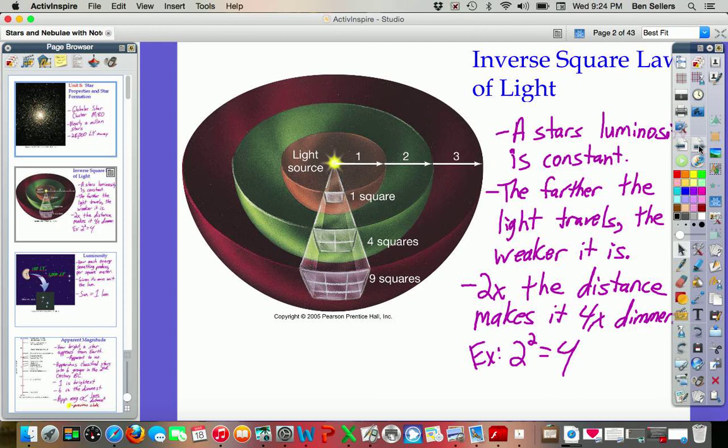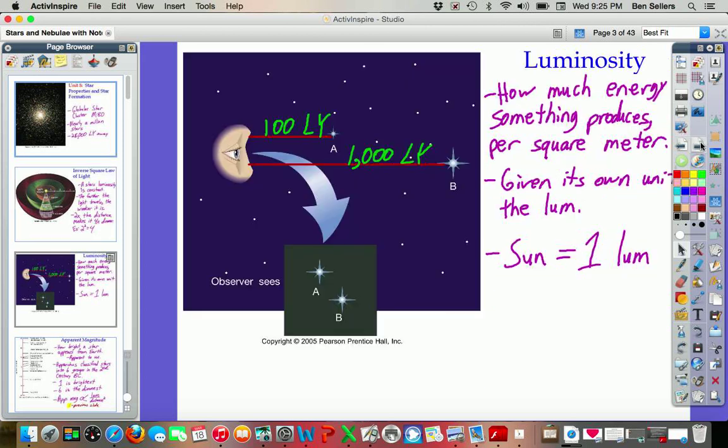But every time you increase a distance, the area that the light is covered by is squared. So it covers 4 times as much area at 2 times the distance, 9 times the area at 3 times the distance. So the basic gist of the inverse square law of light is the further away something is, the dimmer it looks.